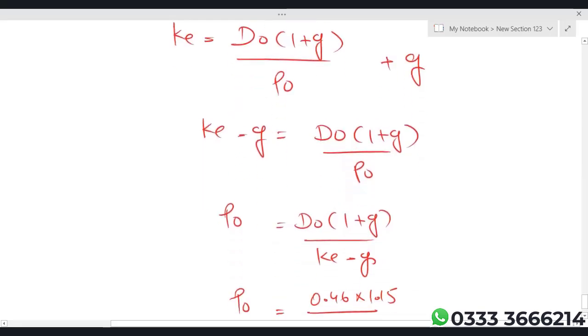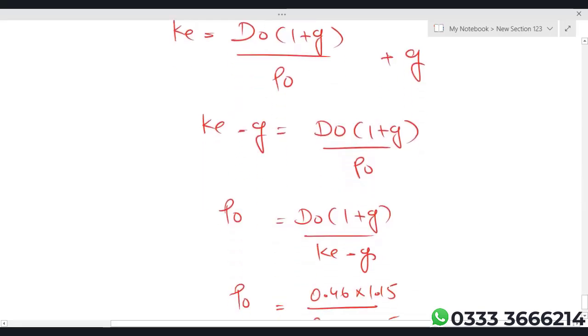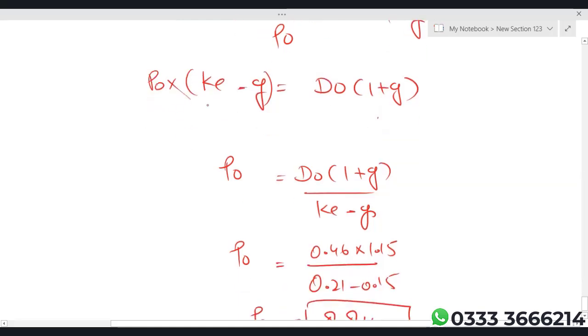Please look at this formula. If you want, I can do a little bit of maths for you. P naught, we are dividing here. If I bring P naught here, it will multiply like this. When two variables are multiplying, if I take this K minus G to the other side of the equals sign, it will go in the denominator.